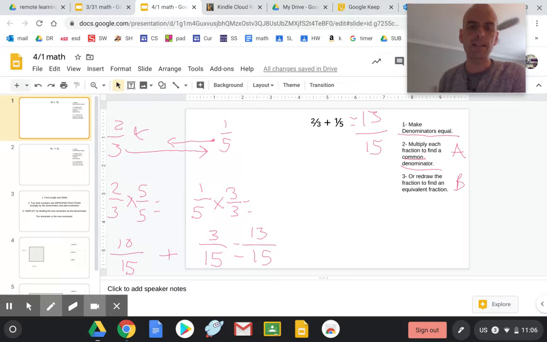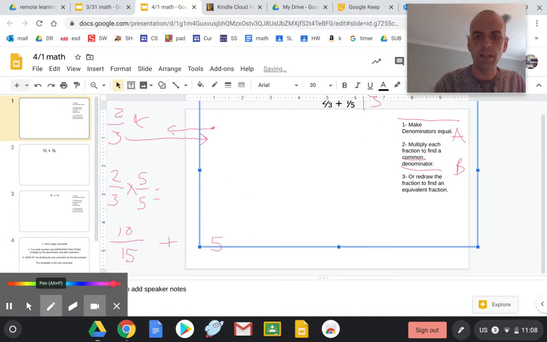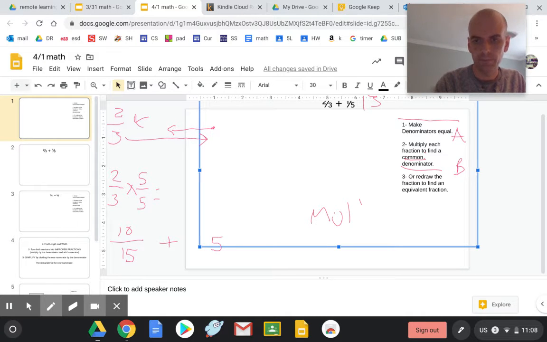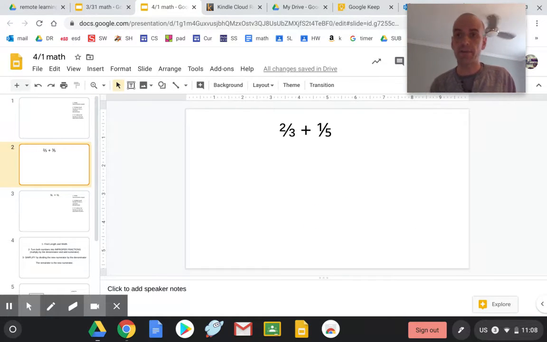Now, let's see this again with the drawing method. Okay, so here we had the multiplication method, right? We multiplied. Now, the other way to make fractions equal is to draw them. And it's actually the same thing. You're multiplying it. Instead of using numbers to multiply, you're just using lines.